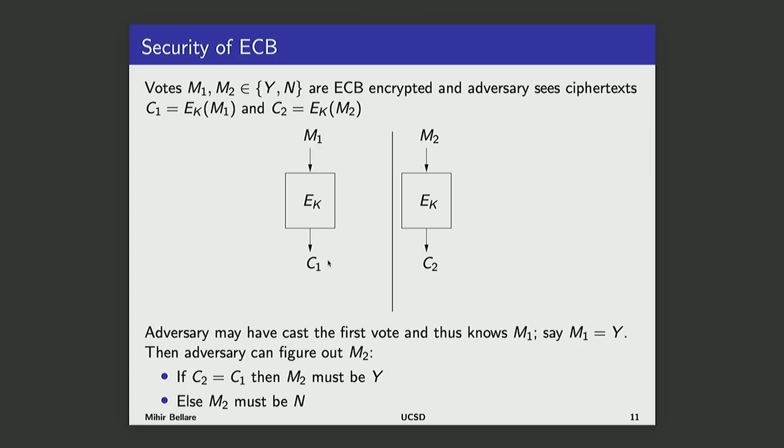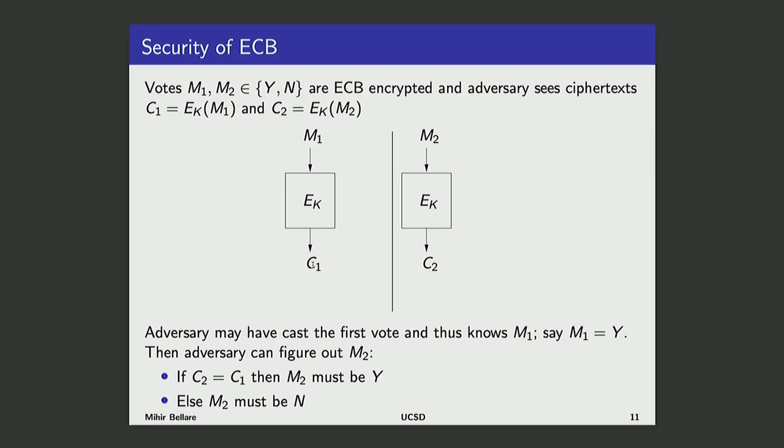So I wait a bit. And then the neighbor goes to the polling station and it casts its vote. And that, let's say, is M2 and gets encrypted and says C2, and your adversary sees this. And now I claim the game is up. So the adversary is now going to decrypt C2. Why does it do that? Even though it doesn't know the key, all it has to do is test if C2 equals C1.